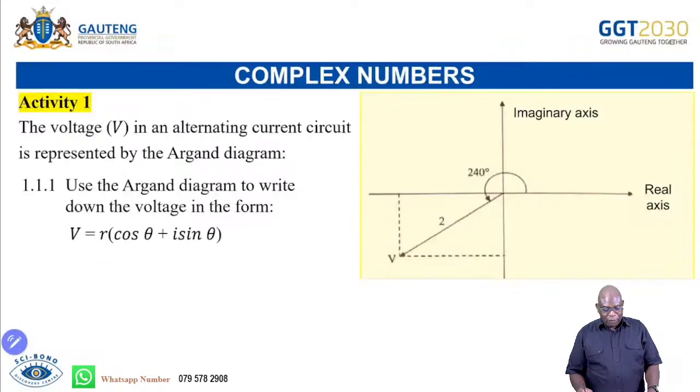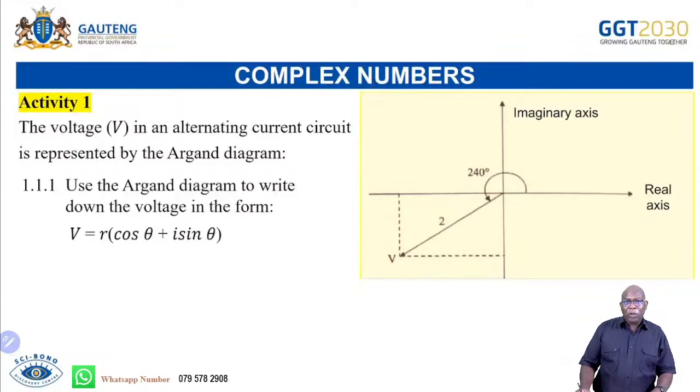Right, now let's look at the first one, which is complex numbers. Remember, in complex numbers we need to know how to write this in rectangular form. We need to understand your Argand diagram, the imaginary and the real axis. In this case, you are given the voltage V in an alternating current circuit, which is represented by the Argand diagram.